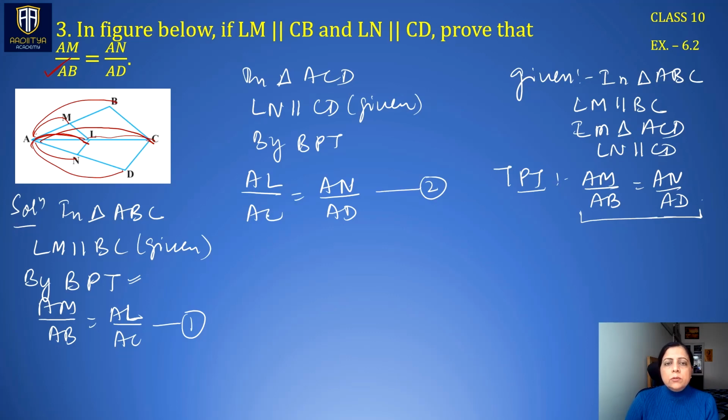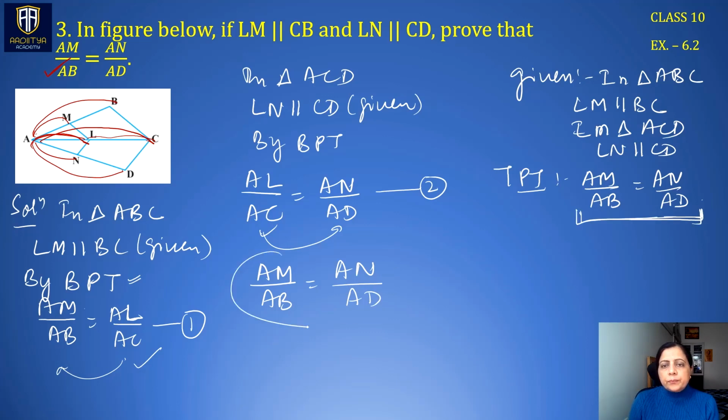Now see what is common to both the equations. AL upon AC, AL upon AC. AL upon AC is equal to this, and AL upon AC is equal to this. That means these two things are equal to each other, right? This is Euclid's postulate: if one thing is equal to two different things, they are equal to each other. So we have AM upon AB is equal to AN upon AD. This we had to prove. Hence proved.